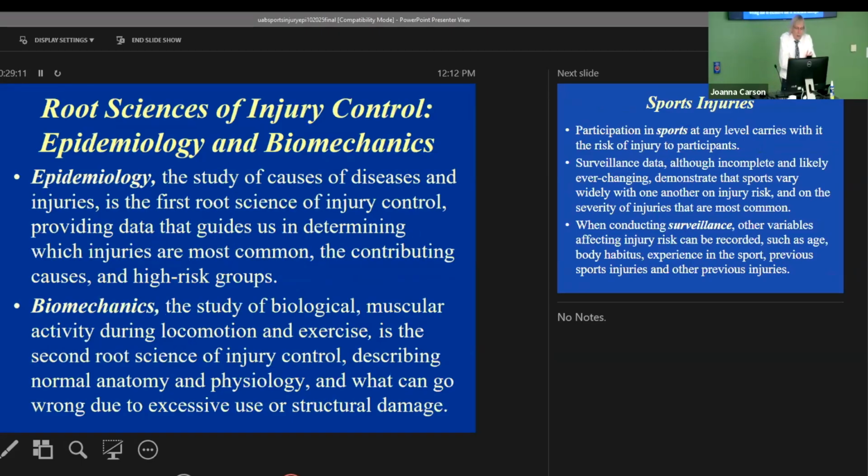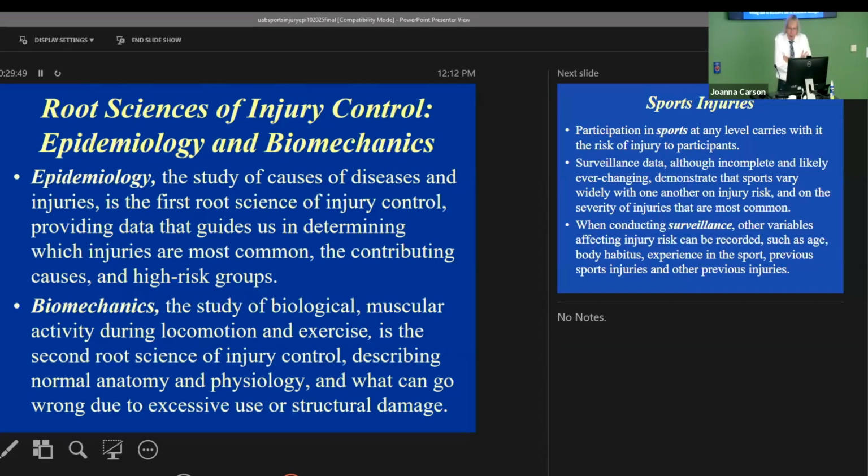Okay, root sciences of injury control. We will get to sports injuries soon. Epidemiology, as you know, is a population science. What we want to know in epidemiology is causes, contributing causes, the way that people get a disease or injury. We want to know that just because inquiring minds want to know, as a commercial used to say, but we also want to know contributing causes so that we can plan prevention measures. Okay, that's one of the roots of injury control.